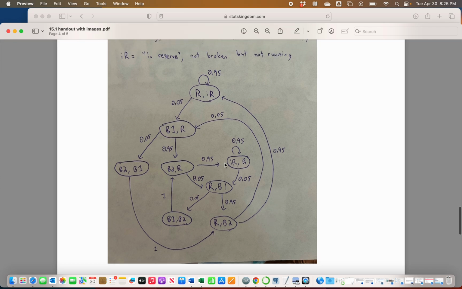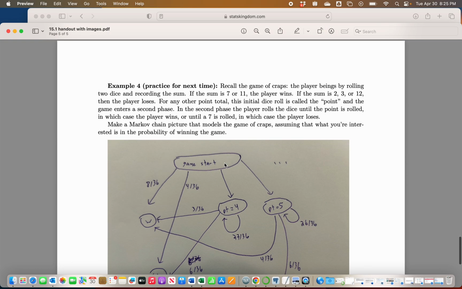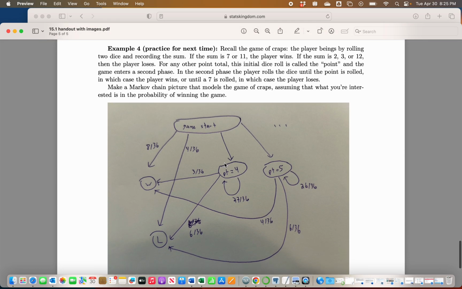So you could feed this into that Markov chain calculator and answer whatever you wanted. Okay, finally, let me show you one more example, craps, and we're going to use this next time.